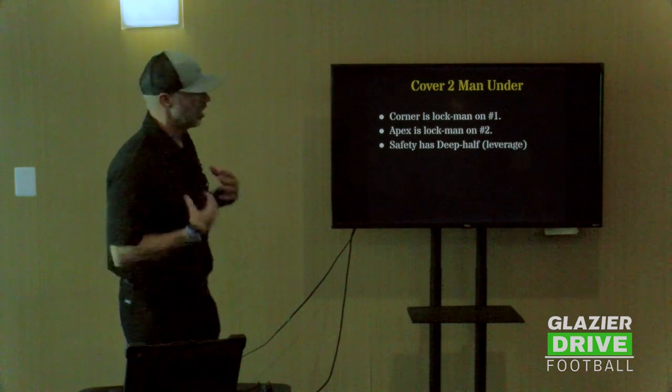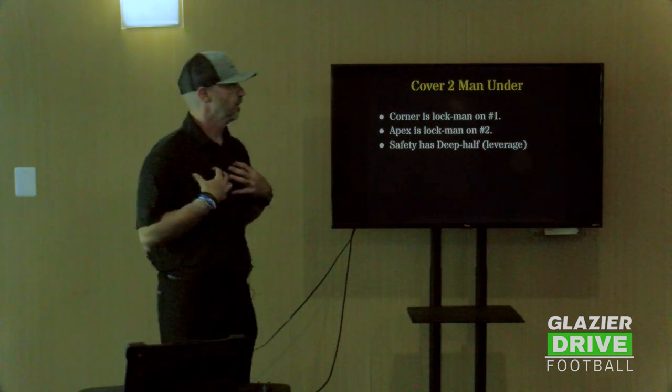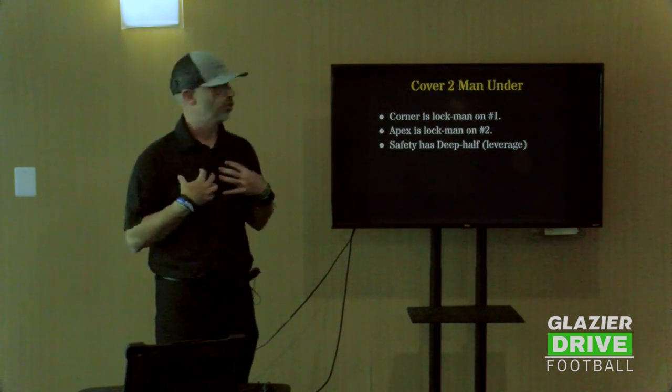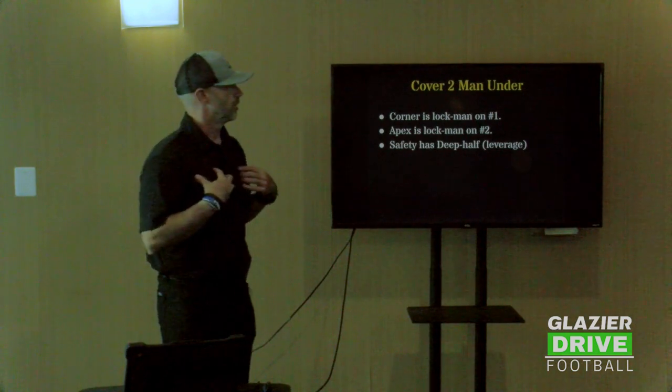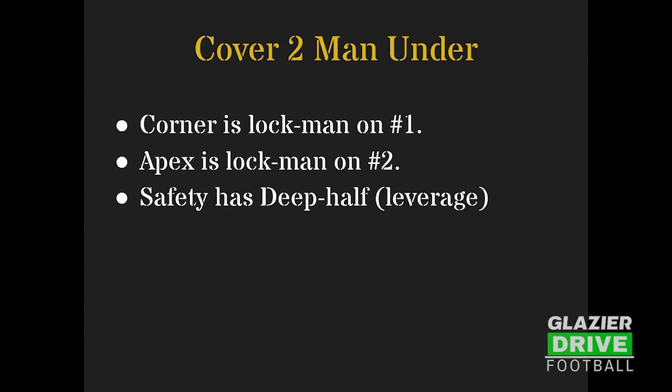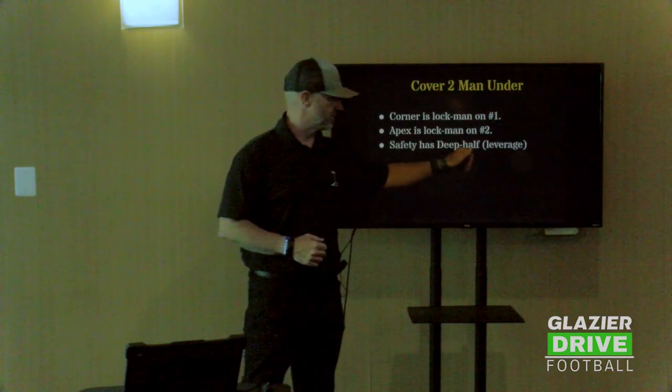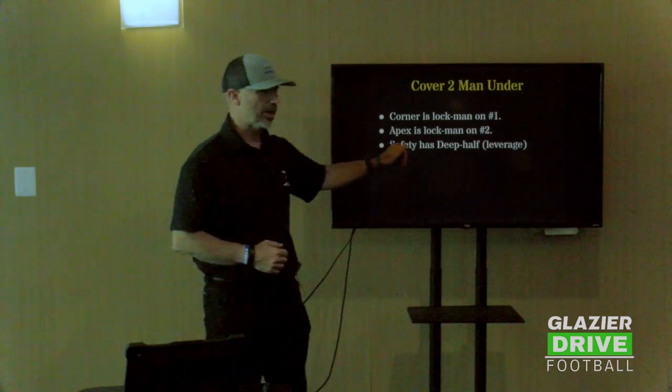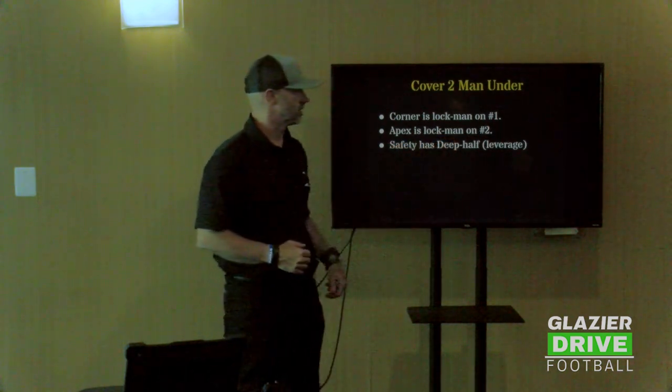Cover 2 man under. Our cover 2 scheme at Lawton is we do not play cover 2 pattern match. We play cover 2 man under. The corner is lock man on number 1. The apex, in this case, is the down safety. The money is lock man on number 2. And the safety has deep half, and he has the leverage on any run out of number 3. He plays just like a center fielder back there in cover 2 on the strong side.